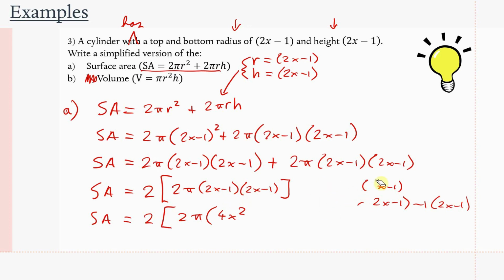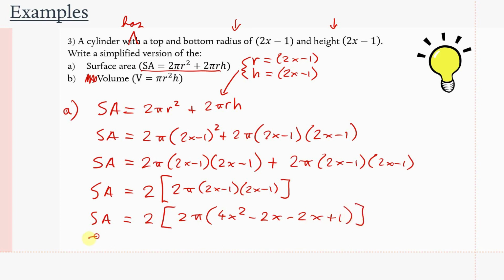Erase this. Okay, so we have 4x squared, as I already said. Now 2x times negative 1 will get us minus 2x. Negative 1 times 2x, negative 2x. Negative 1 times negative 1 will get us positive 1.